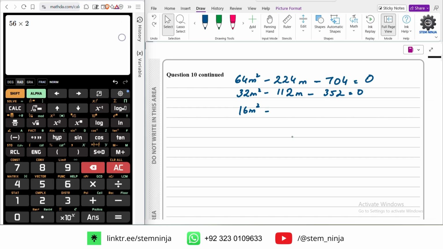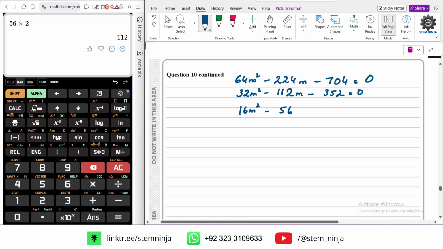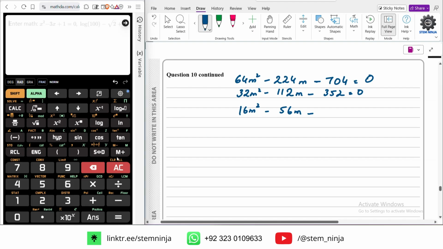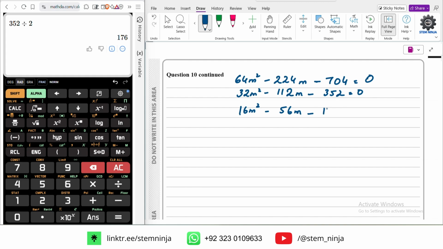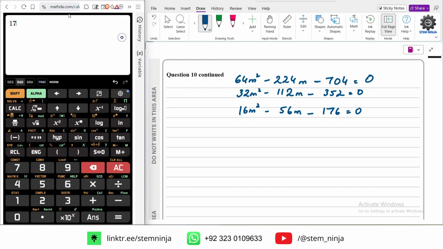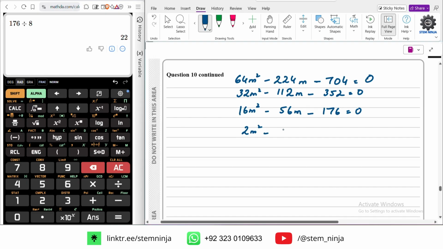56 times by 2 is 112, so 56. And 352 divided by 2 is 176. So I think we can keep going over here. Is it further divisible by 8? Right, okay, so 8, 2m squared, 8 times by 7, and then 22 equal to 0. Right, I think we can solve this now.